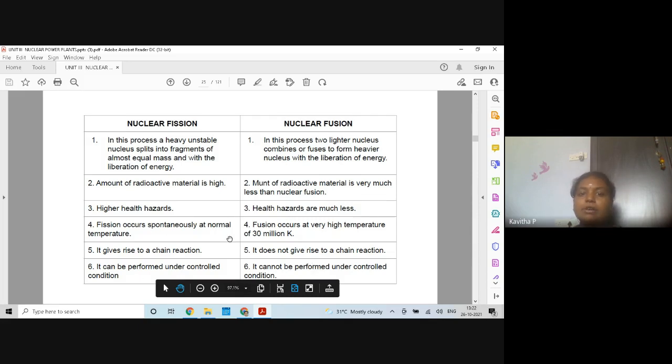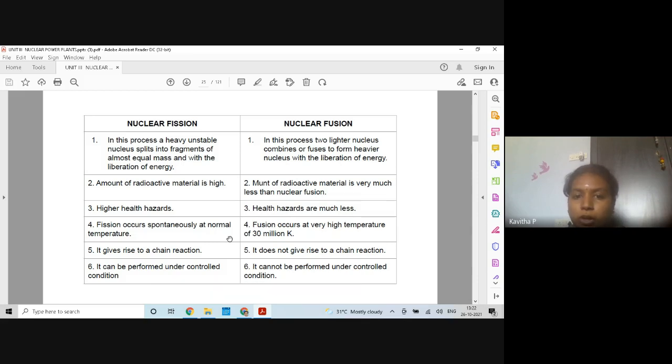So these are the basics of nuclear engineering, from which we can understand the nuclear power plant operation also.